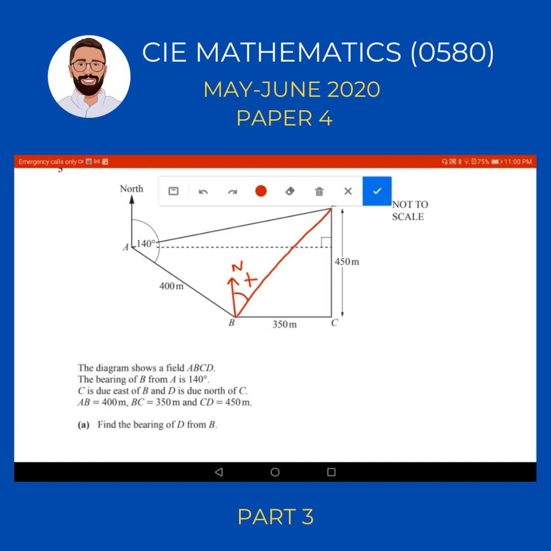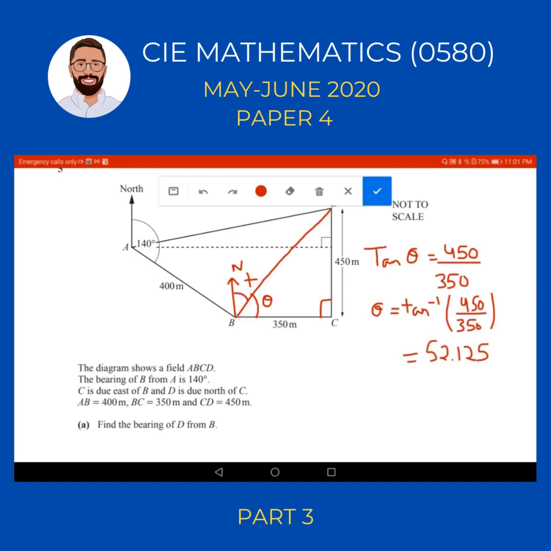And how can I find X? Now, can I find the angle here? Let me call it theta. Of course, yes, because this is a right angle triangle. So I can use tangent theta is the opposite side, which is 450, divided by the adjacent side, which is 350. So theta is tangent inverse of 450 divided by 350, and the answer is 52.125. Now that's not the bearing, that's the angle theta.